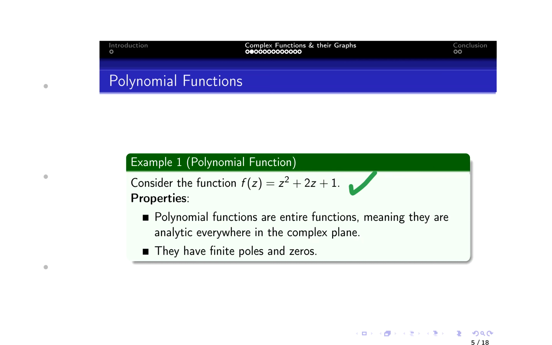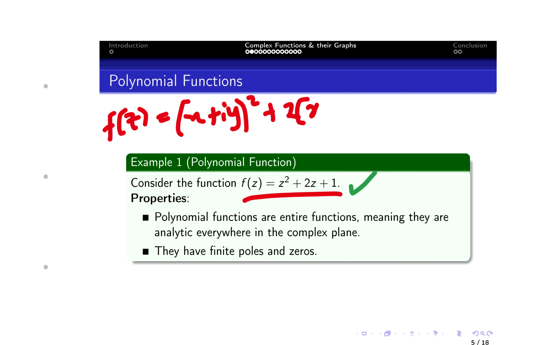So this is simply a polynomial function. In that case, you have f of z, which is equal to, instead of z squared, now you have (x plus iy) squared, plus 2 times (x plus iy), plus 1. So you can simplify this. It takes x plus iy, and then it's going to output something for you.